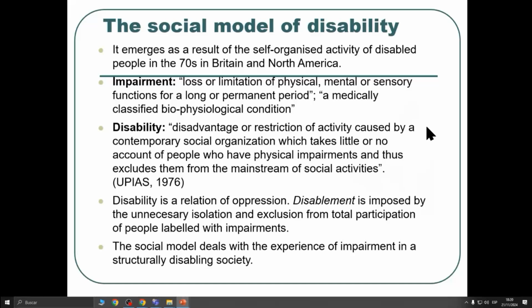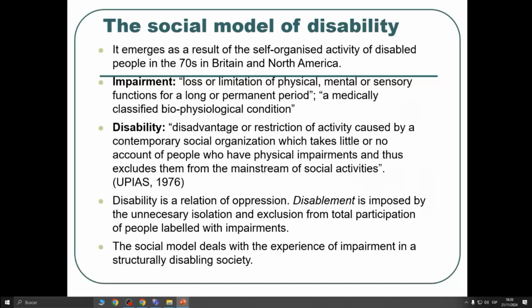Okay, now I have to introduce the social model of disability so that we understand, first of all, disability studies. Disability studies as a discipline emerged in the 1980s, more or less, and gradually became more conventionalized, and relies on a social perspective of disability, which stands in contrast and opposition to an individual medical model of disability. The social model emerged as a result of the self-organized activity of disabled people in the 1970s in Britain and North America mostly, and then extended to Europe and to other parts of the world.